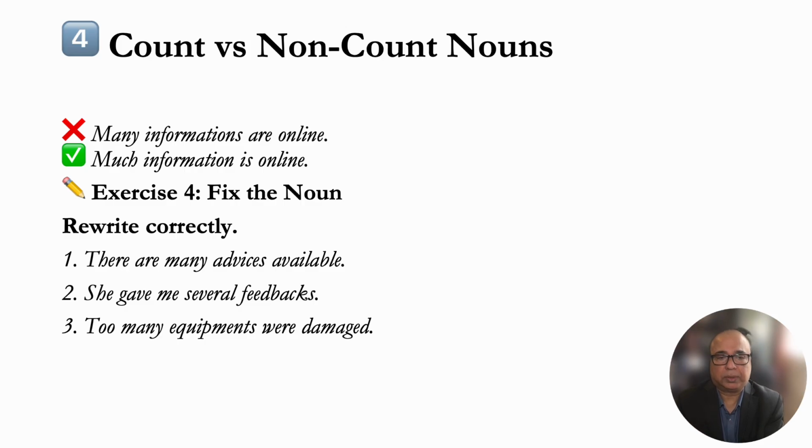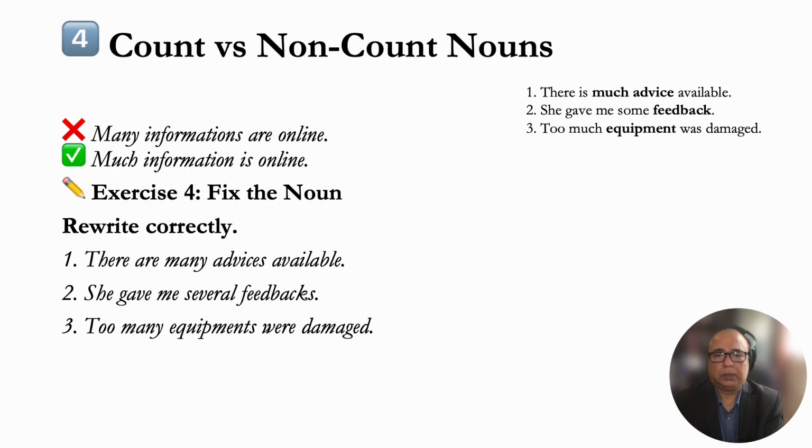I need milks. Rewrite the sentences correctly. Okay? There's something wrong, right, in each one of them. I need you to read the sentences carefully and rewrite them using correct grammar. There is much advice available. Advice is not a count noun. So you can't say there are much advices available.